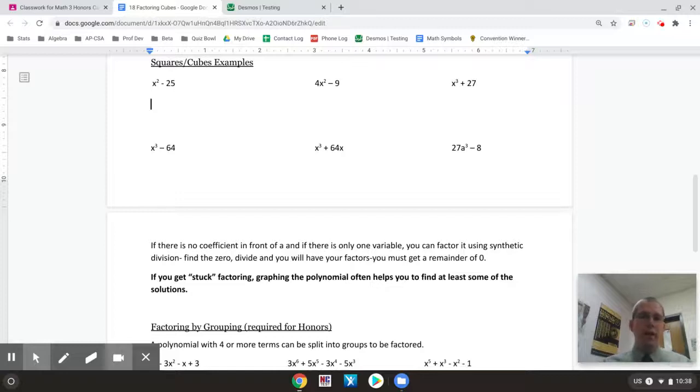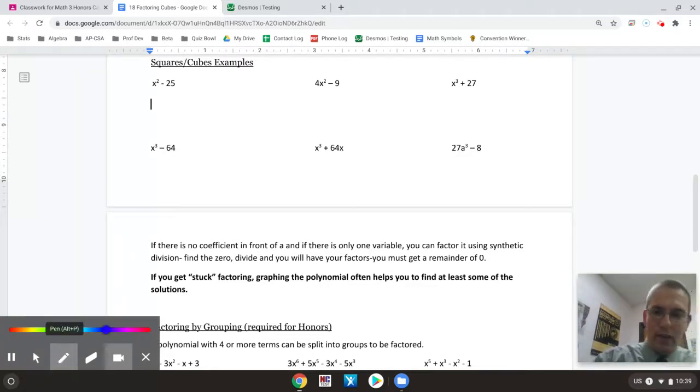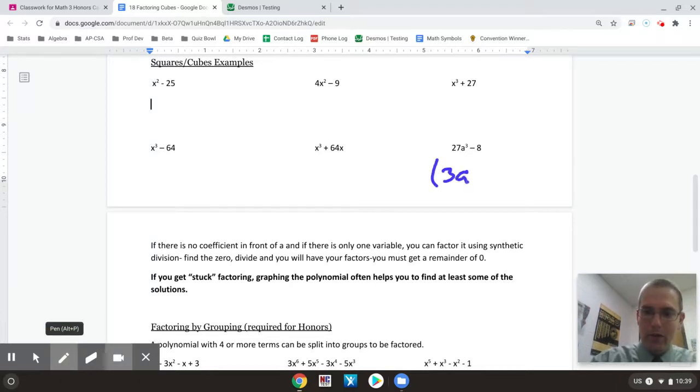Okay, we've got to work this last example, and then I'm going to show you how to use Desmos to help you if you get stuck on these. If I have this last one, 27a to the third minus 8, I would say what multiplies 3 times to give me 27. So that's 3 times 3 times 3 would be 27. Then I would say what multiplies 3 times to give me 8. So 2 times 2 times 2 is 8.